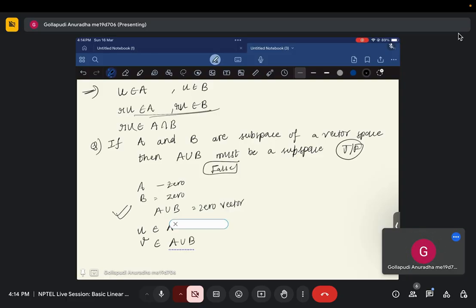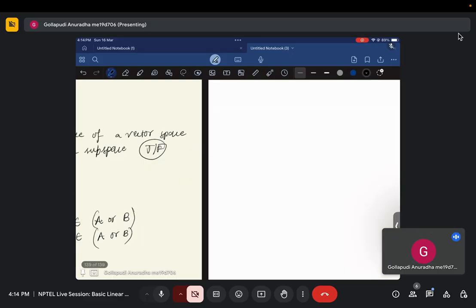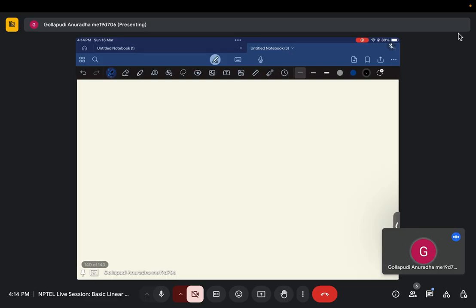So what does this mean? This means that u belongs to A or B, or maybe both, and v belongs to A or B, or maybe both. So in these cases, let me write it again.